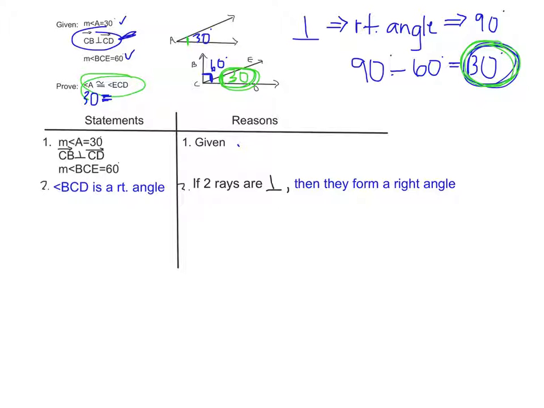Now I am going to try to color code this for you. So try to follow what I've done here with the color. If 2 rays are perpendicular, why is that in black? Because I wrote it up here in black in the given.